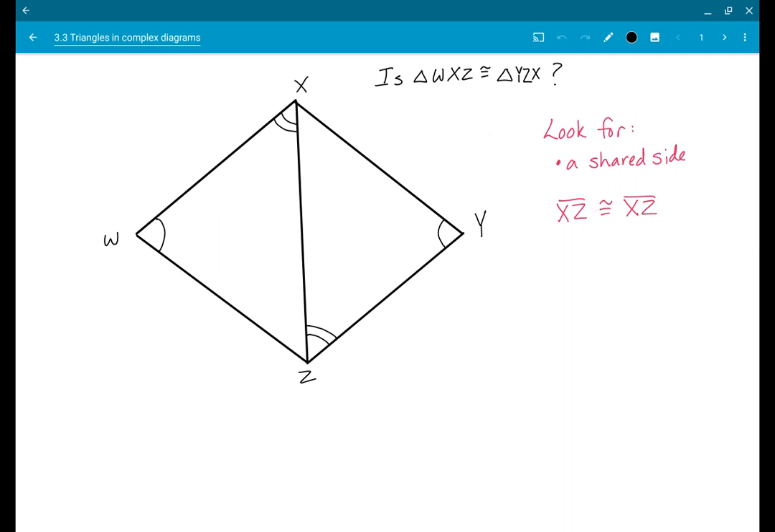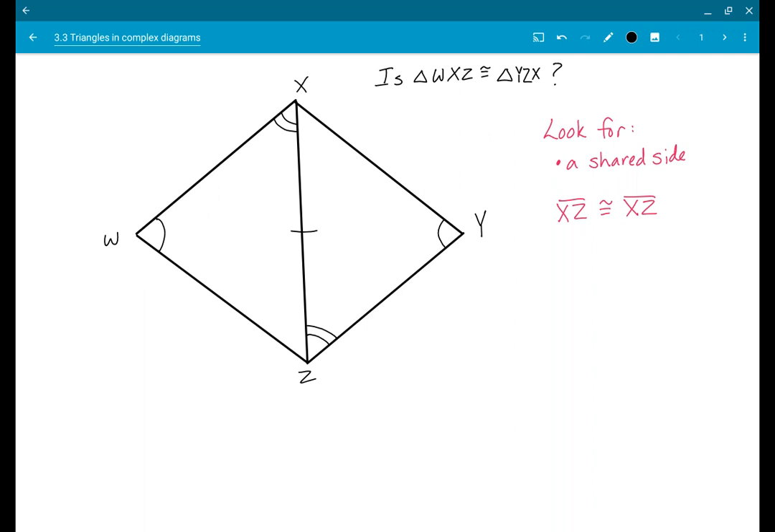But if you notice, XZ is a side that is shared. Now XZ, by definition, has to be congruent to itself. So if I added in a marking here, suddenly we can see that angle-side is a legitimate option for proving that the two triangles are congruent. So this is the first thing that we're going to look for in our complex diagrams. Do the two triangles share a side?